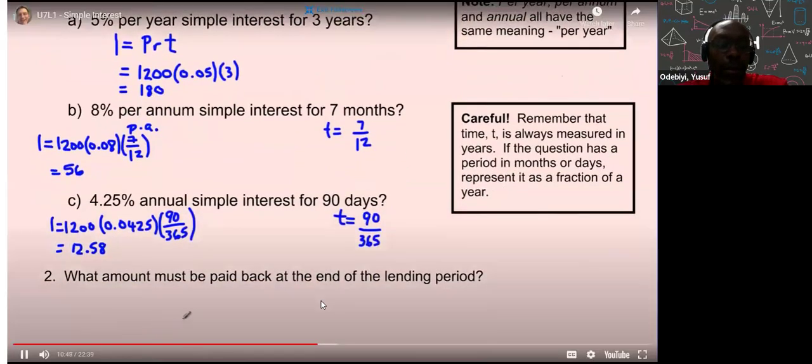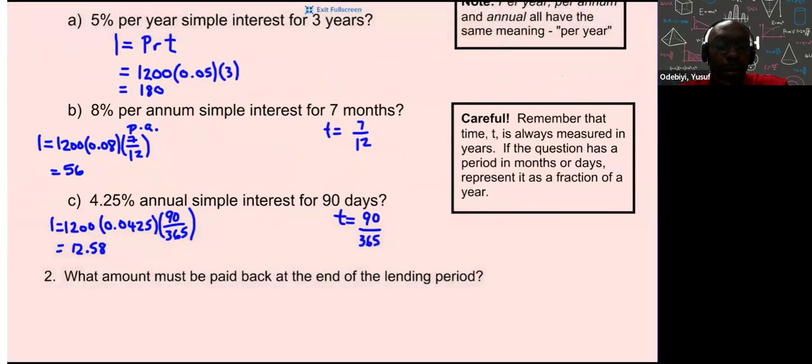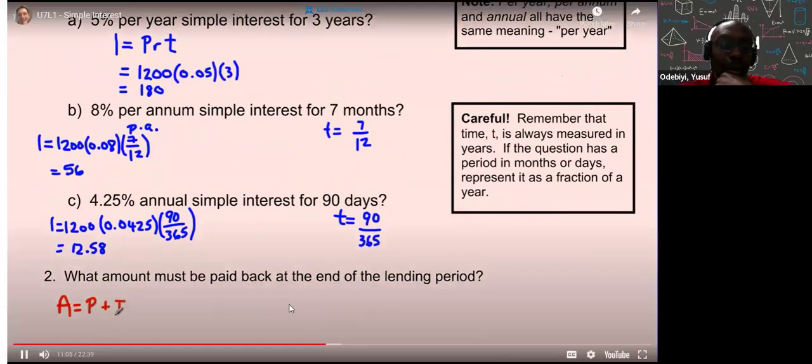Part 2 asks what amount must be paid back at the end of the lending period. So we've calculated all of the different amounts of interest, but now how much has to be paid back? Well, remember, the amount paid back is always equal to whatever your principal was, or the initial amount, plus the amount of interest that was earned. So the amount you pay back is your principal and then the interest. Each of these has different interest amounts, and that's basically how you calculate that.